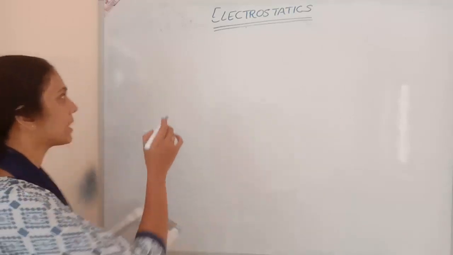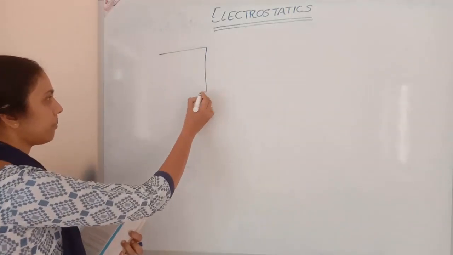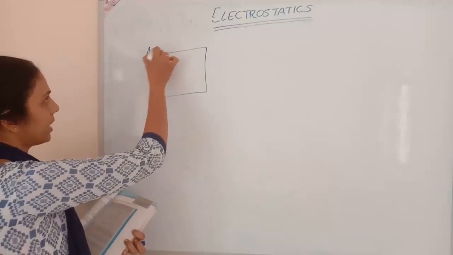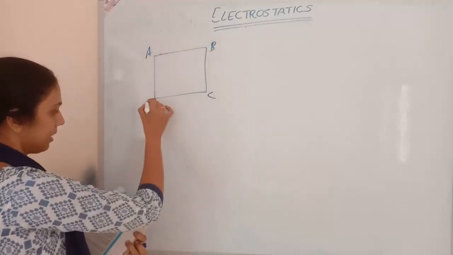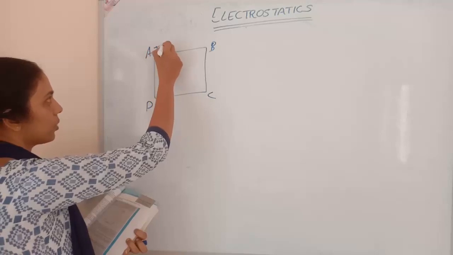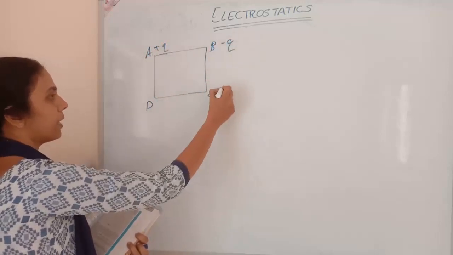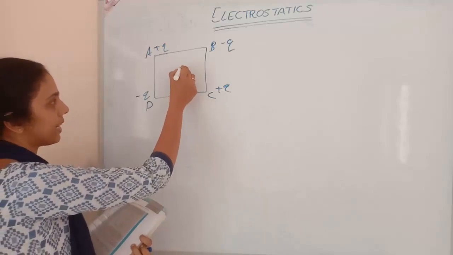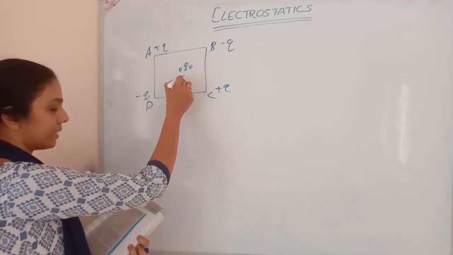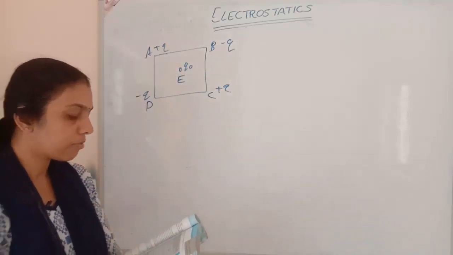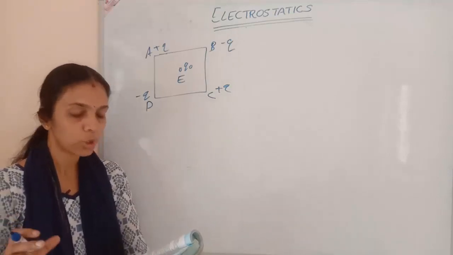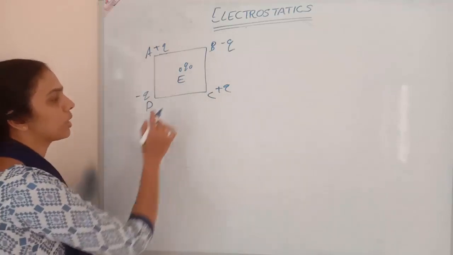The diagram is given: a square with corners A, B, C and D carrying charges plus Q, minus Q, plus Q and minus Q, and for the second part, Q0 at the center E. In the first part, we must find the work required to put together this arrangement. What is the total work done?